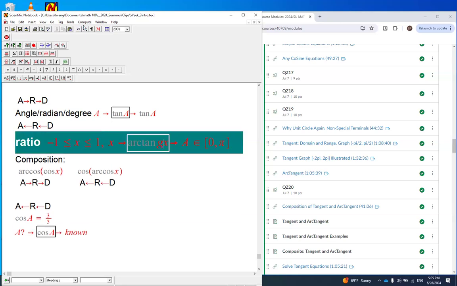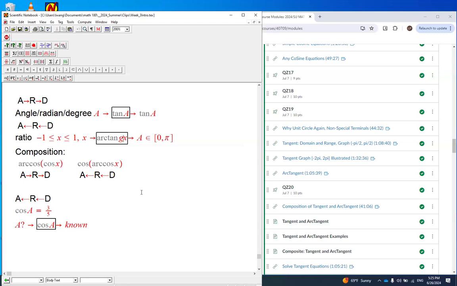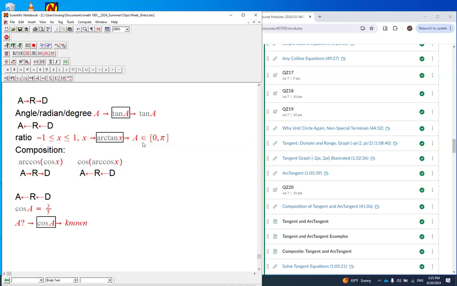Arctangent, oops, arctan. Okay, and of course, arctan's range is different. It's between negative pi over 2 and, you're going to study the details about that and why, positive pi over 2. Okay, so here is just an overview, but ratio.